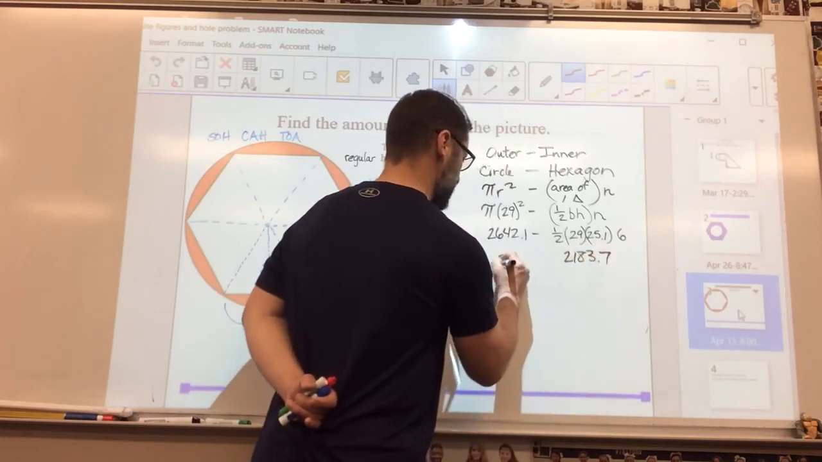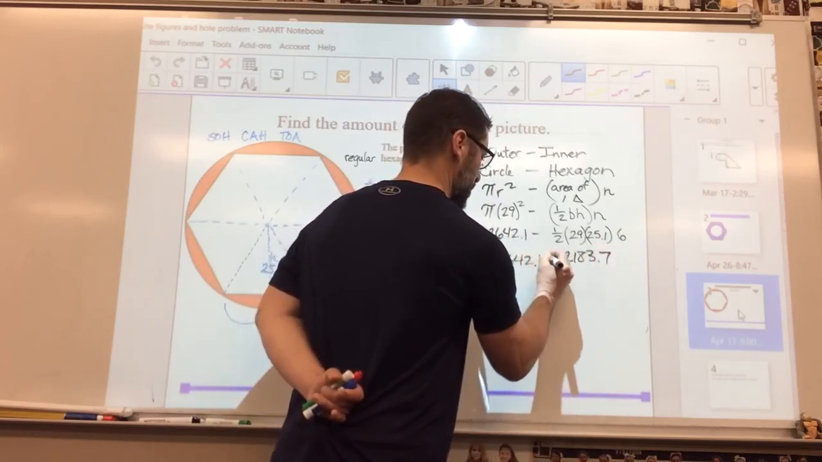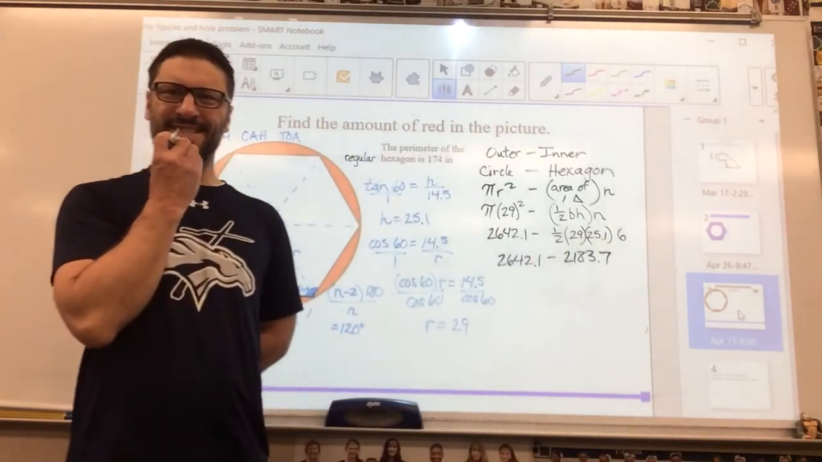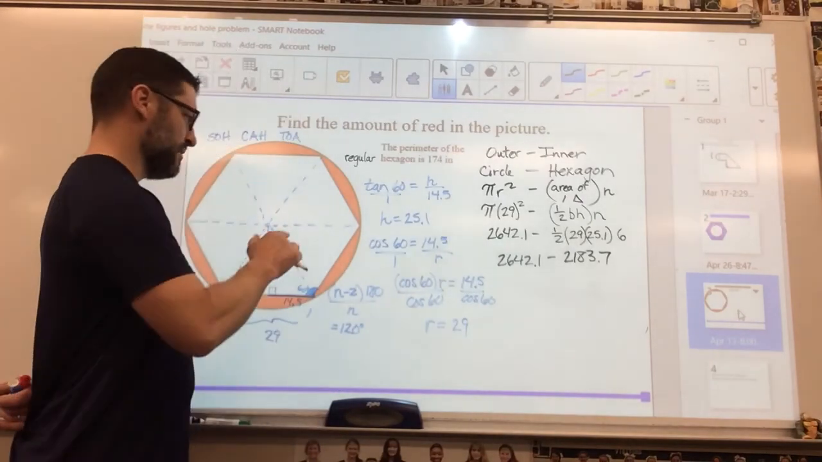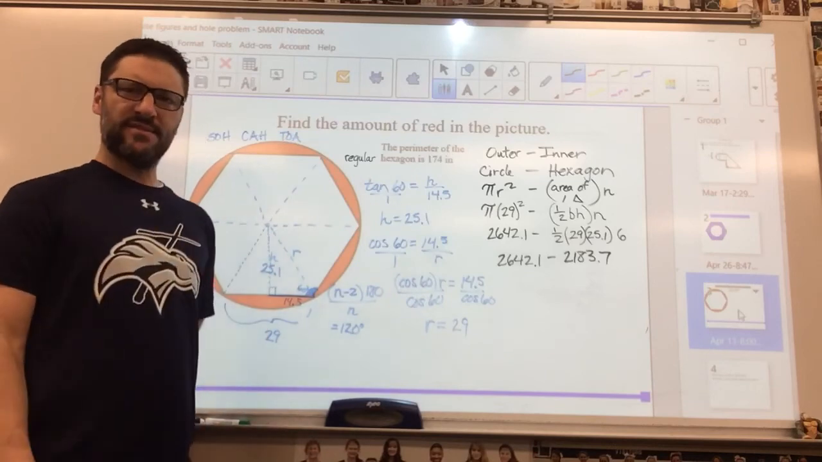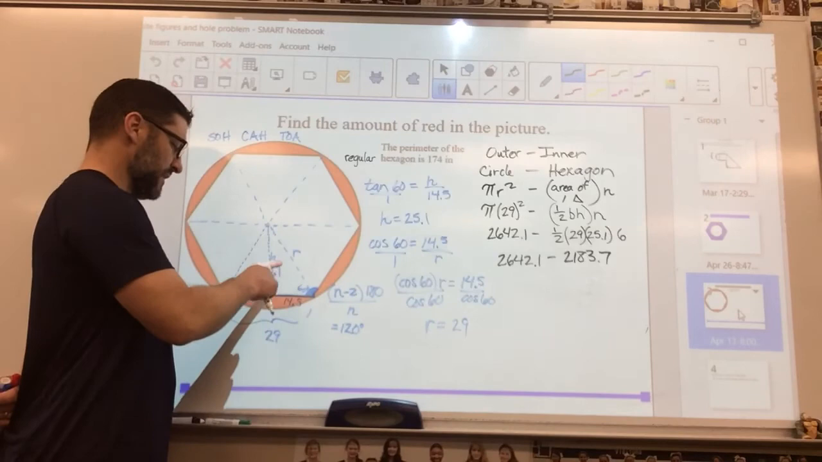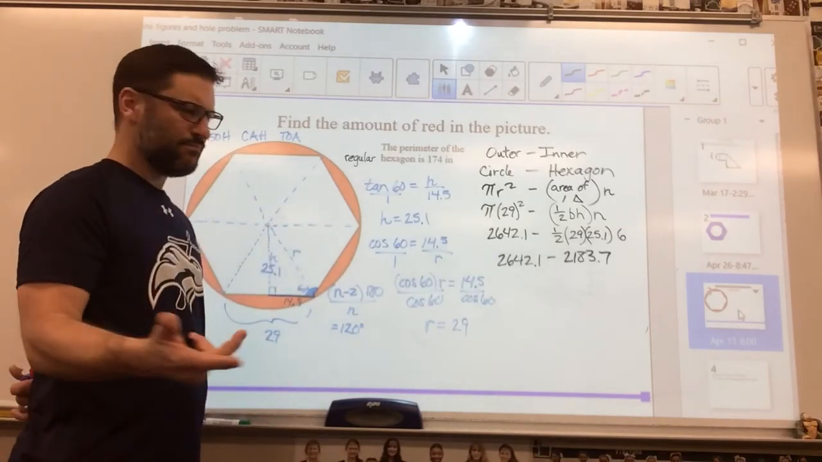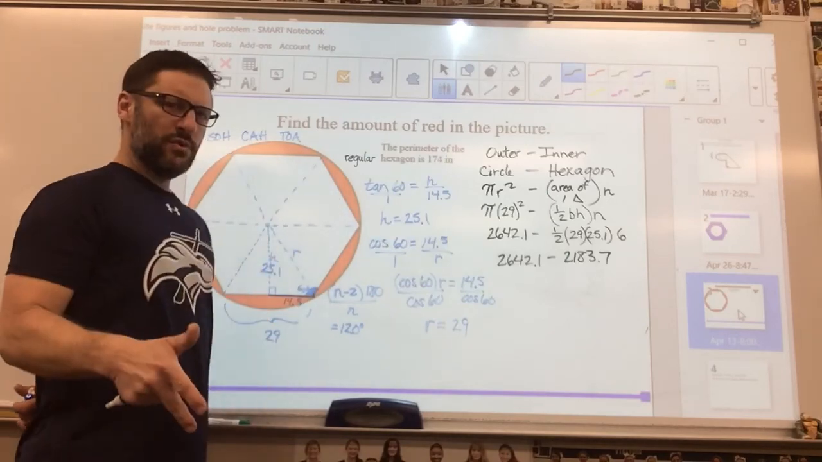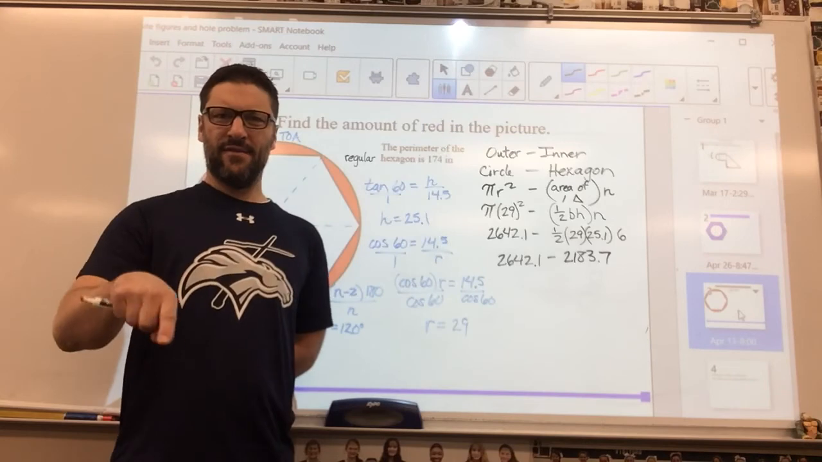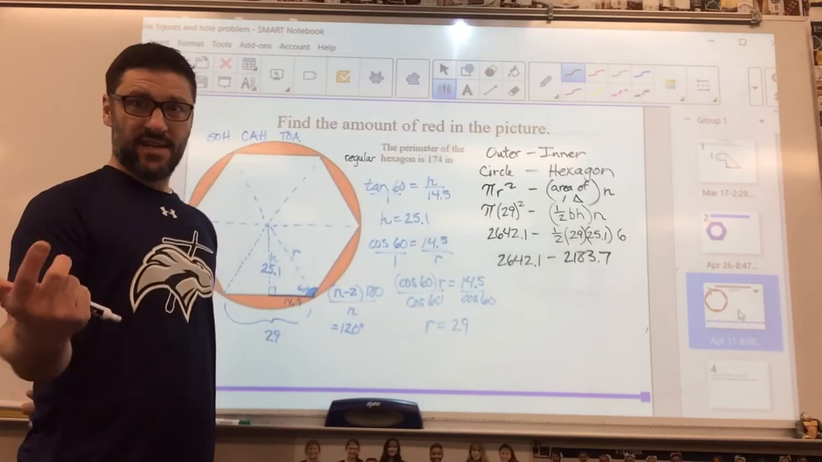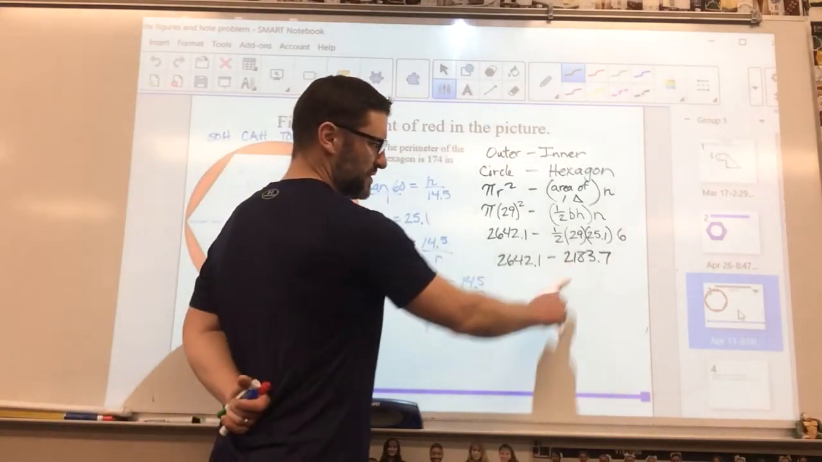2183.7, and here I got 2642.1. I look at those numbers and I like to ask, is that reasonable? My circle is about 2600 and my hexagon is about 2100, and it makes sense to me, because look, the hexagon almost fills up all of the circle. I mean, it's filling up a lot. There's not much red there. So it would make sense that the circle would have a little bit more area than the hexagon, because the hexagon is inside of the circle, taking up a lot of its space. So these two numbers make sense to me.